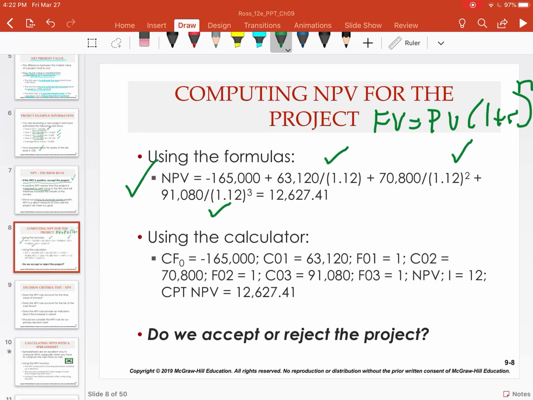Okay, 63,120 is discounted for period 1, 70,800 is discounted for period 2, and 91,080 is discounted for period 3. Again, based on our 1 plus R to the n. And that formula comes from solving for present value. Okay, if we solve for present value, then we wind up with the future value over 1 plus R to the n.